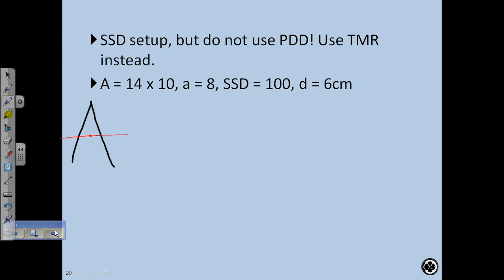A is 8 and SSD is 100. So SSD is 100. The collimator setting, which is the field size at the surface, is 14 by 10. And A is 8, so there's a block there. The actual field size is a little smaller. And depth is 6.